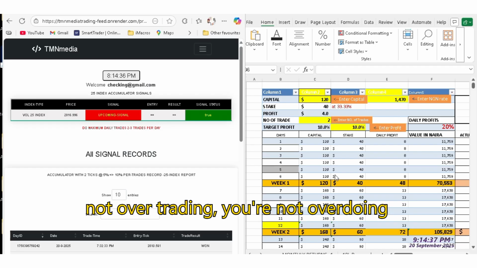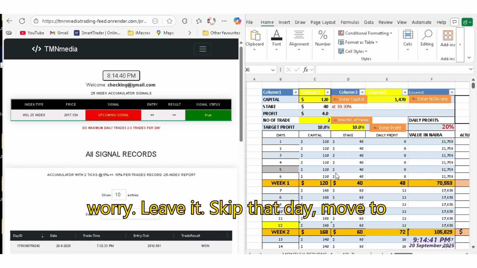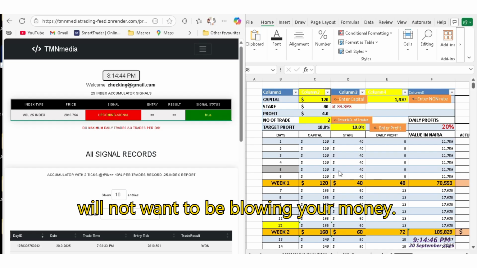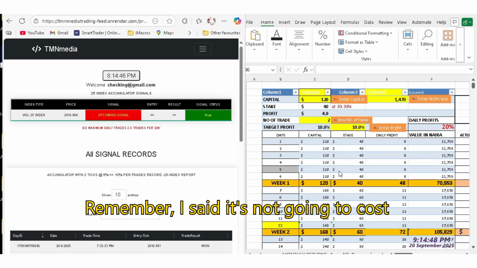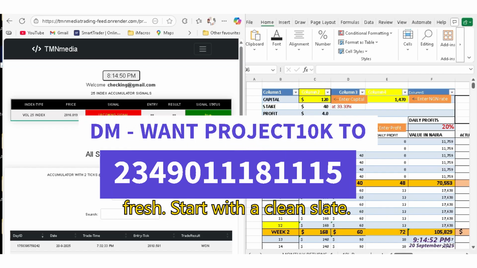You are not overtrading. You are not overdoing it. If signal is not available, don't worry. Leave it. Skip that day. Move to another day. It's a business. You will not want to be blowing your money. Remember, I said it's not going to cost you anything. Just start small. Start fresh. Start with a clean slate.